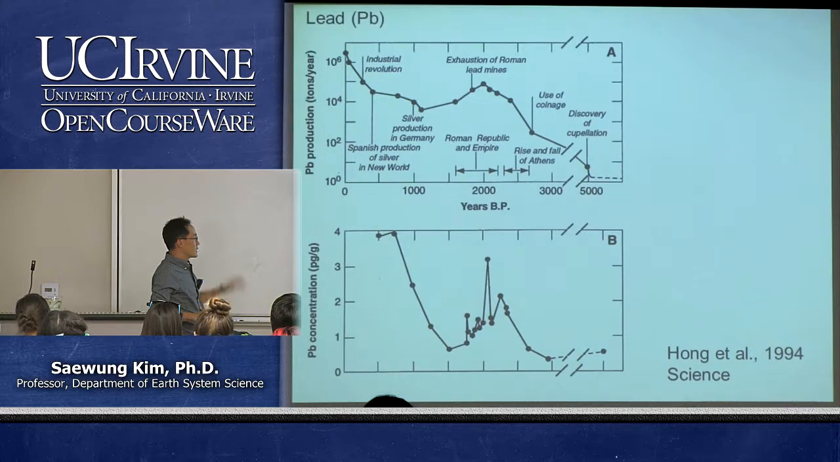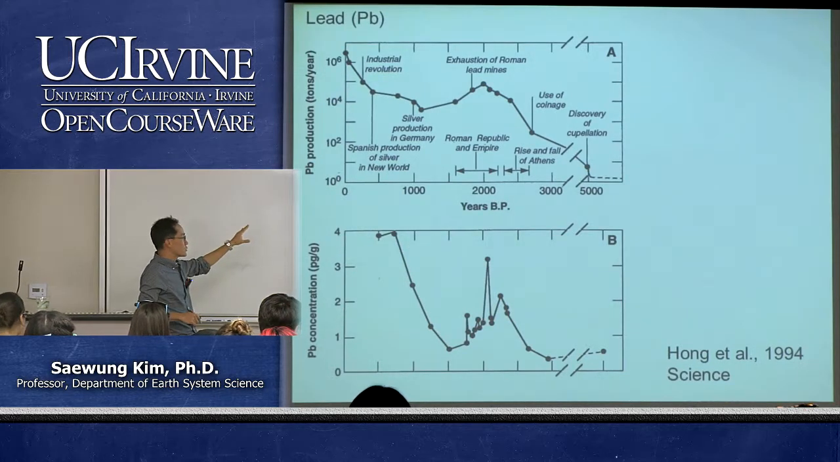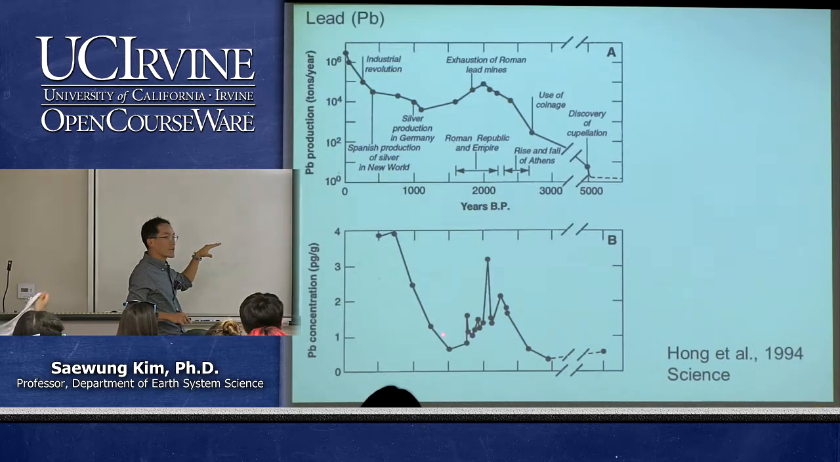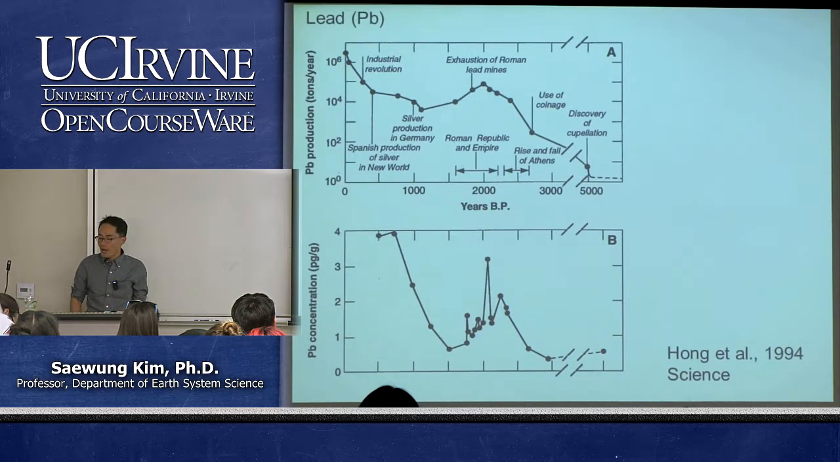So this means that the lead has been widespread, and the concentration of lead in the atmosphere has increased quite a bit over the past 1,000 years due to people's use of lead, right?